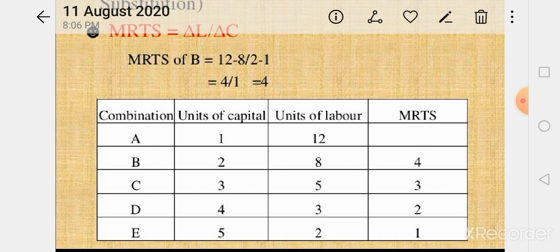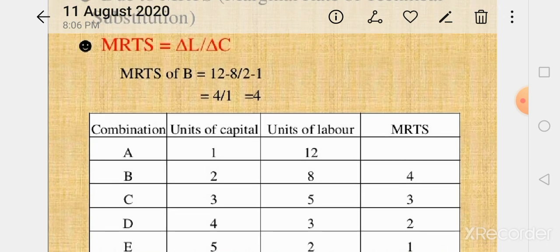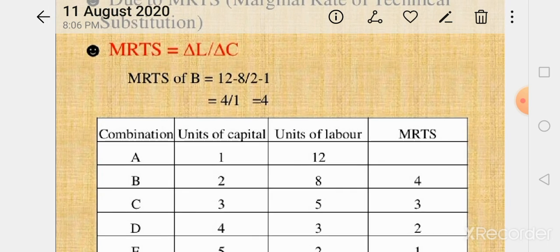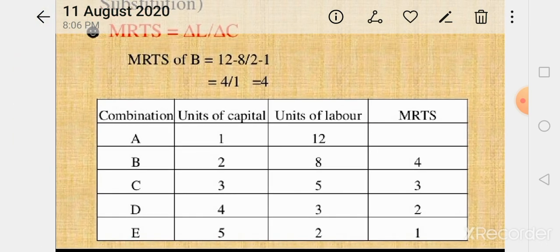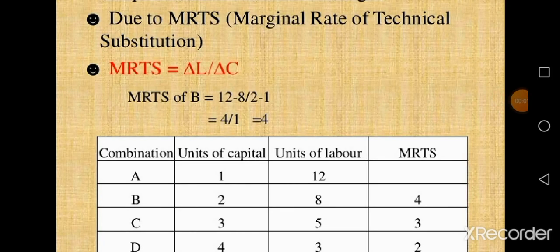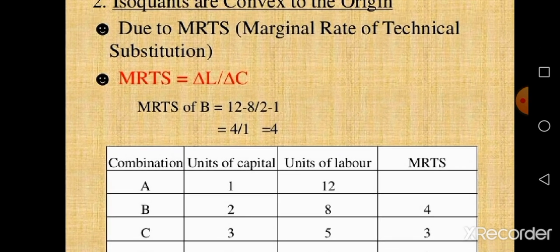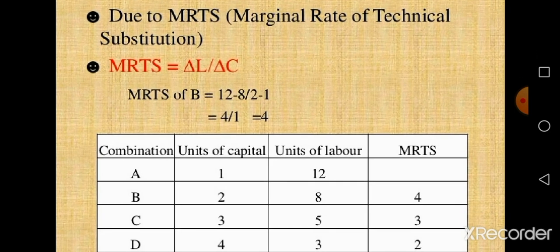So to calculate the marginal rate of technical substitution, MRTS is equal to delta L by delta C. This is the marginal rate of technical substitution production table. Looking at the production schedule, MRTS is equal to delta L by delta C, C as capital, L as labor.